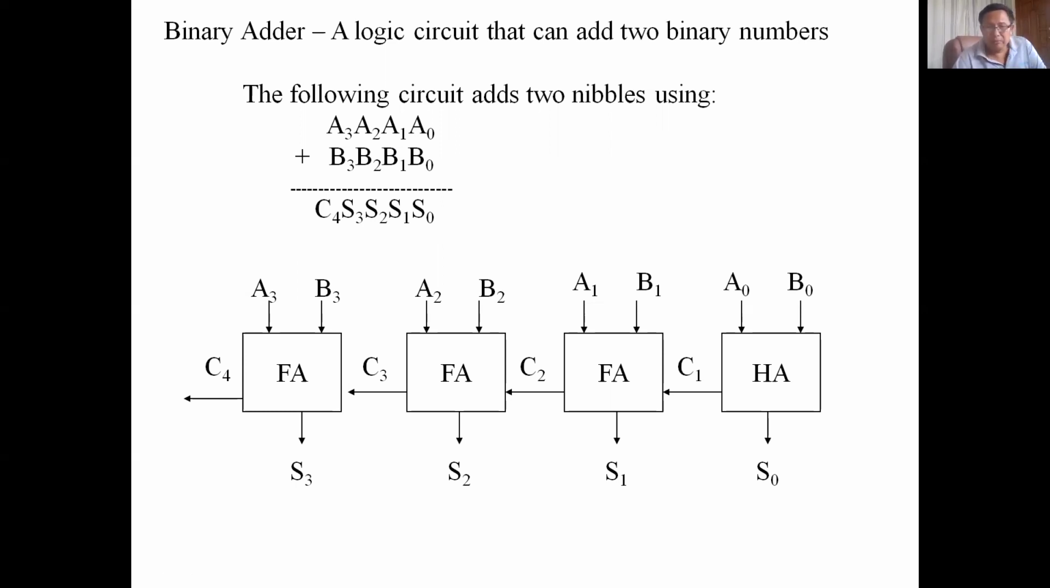Do you follow? So if you have 4 white boxes, the first is a half adder because it only adds 2 bits. The second is a full adder because it will add A1, B1, and the carry of the first half adder. The third will be a full adder because it will have A2 plus B2 plus C2, which is the carry of the second full adder, and so on and so forth. Do you follow?